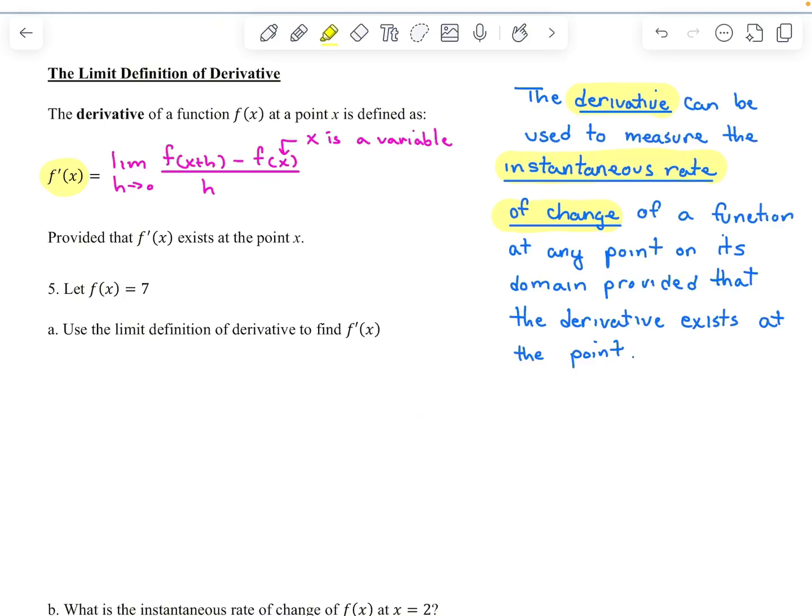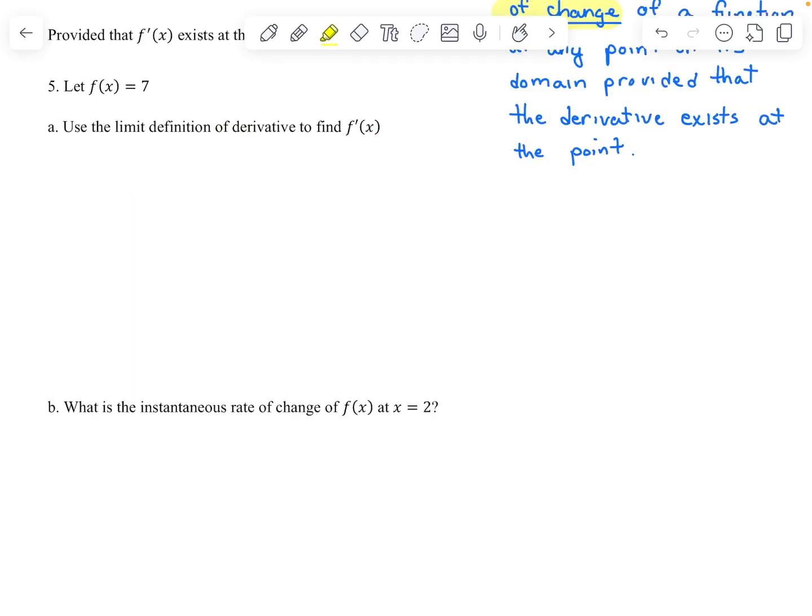So let's take a look at an example. In example 5, we're going to let f of x equal 7. And before I apply the limit definition of derivative to find f prime of x, I'm going to graph this function in Desmos.